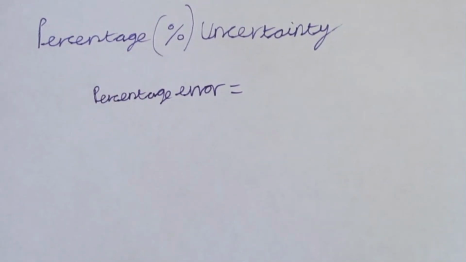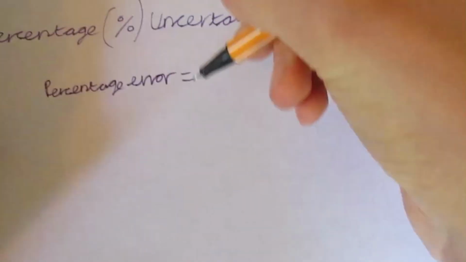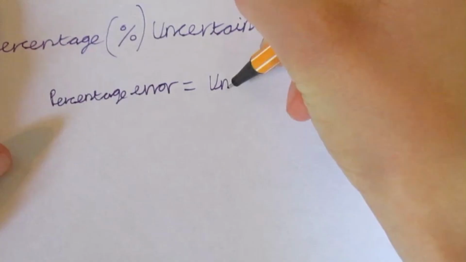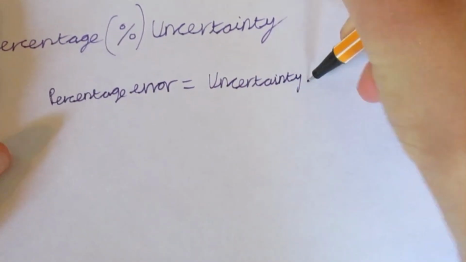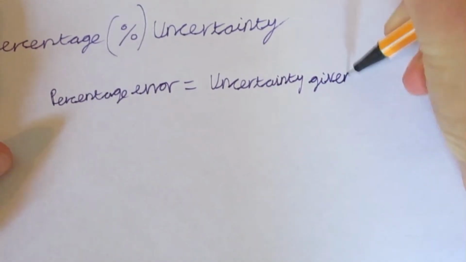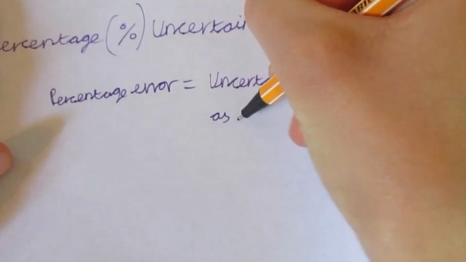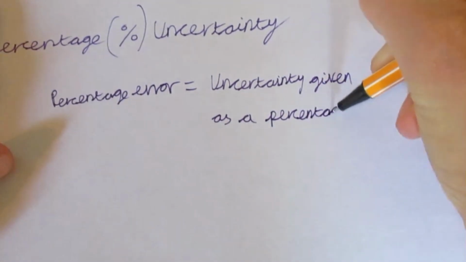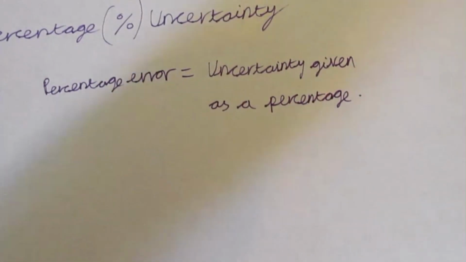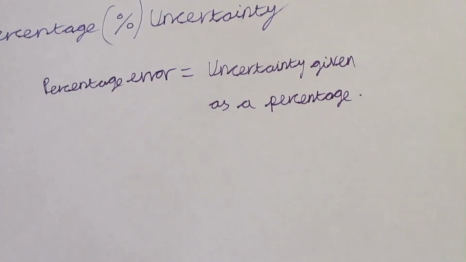is the uncertainty given as a percentage. Quite obvious. Uncertainty given as a percentage. I'll explain to you everything that you need to know about percentage uncertainty.